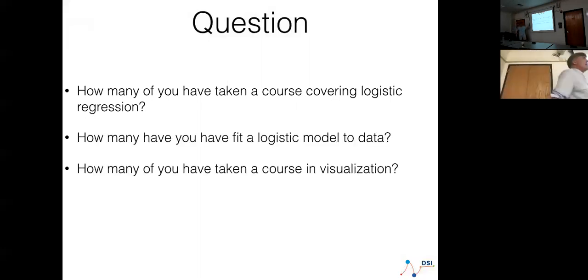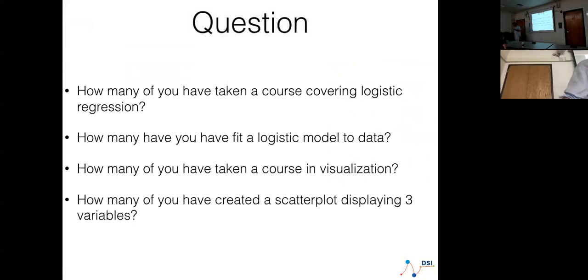How many of you have taken a course in visualization? See where I'm going with this? How many have actually created a scatter plot with 3 variables? Okay, pretty much all of you. This is weird to me. I get to walk around and rant on some of these things these days. I'm probably going to do that a lot today. It's just kind of strange.